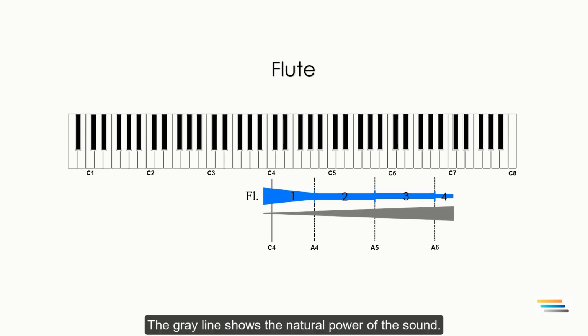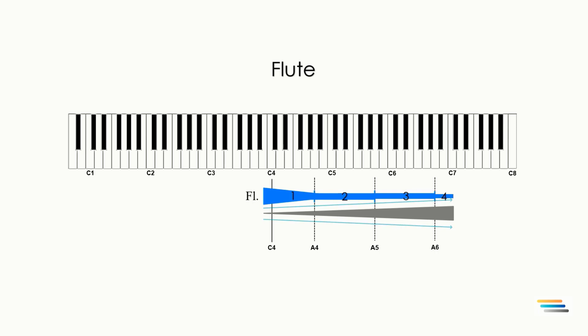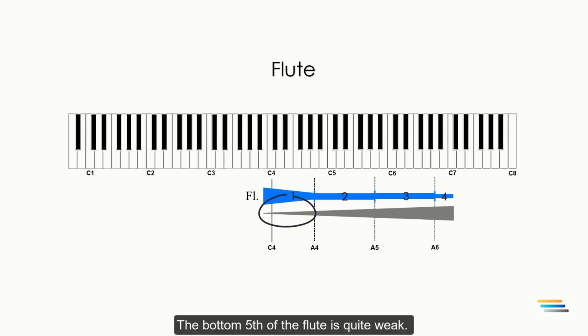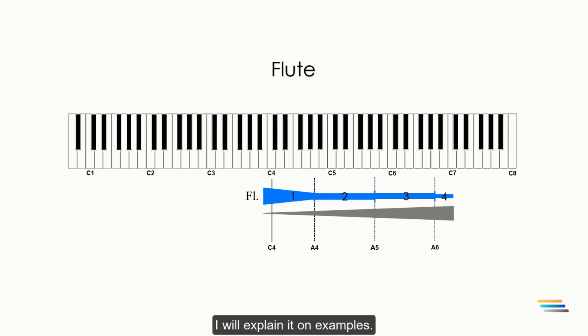The gray line shows the natural power of the sound. As the flute moves towards the end of the range, it gains strength. The bottom fifth of the flute is quite weak. It is nicely balanced if all other instruments are played with soft dynamics. I will explain it on examples.